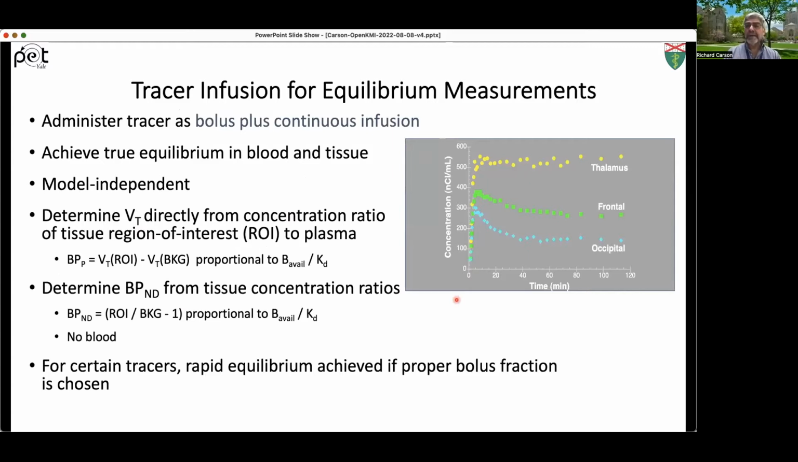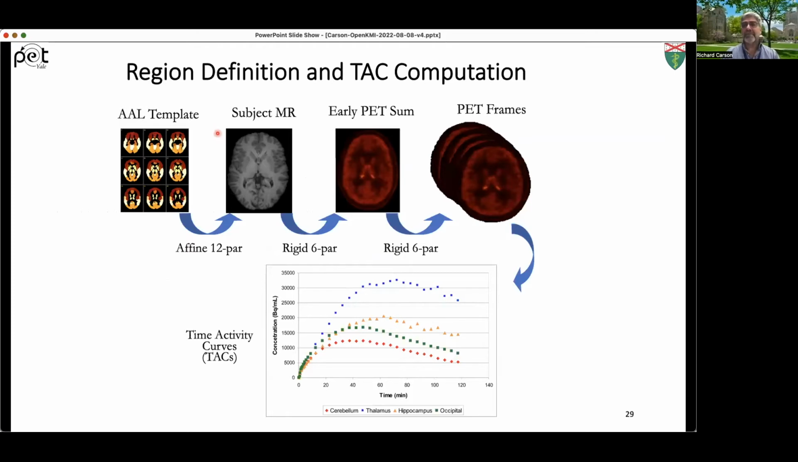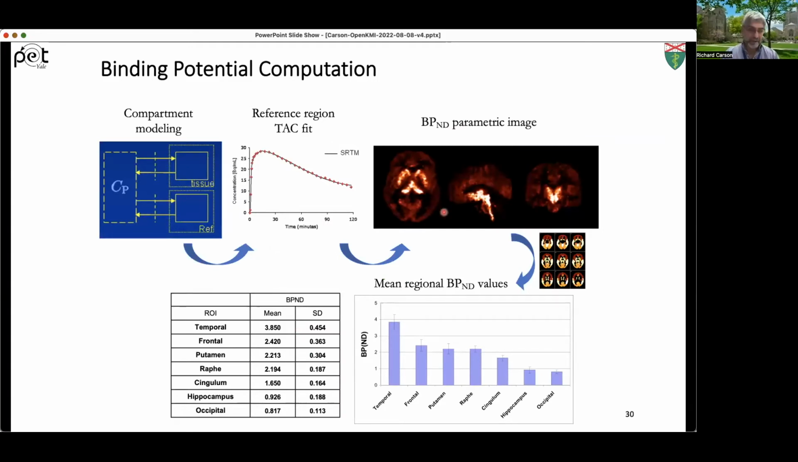Now, then we might have a pipeline for our brain pipeline. You might have an MRI and a template, which you'd register to the PET, that you could automatically generate time activity curves, plug them into the model to get these measurements like binding potential, extract the regional value. So you can have a very nice automated pipeline in many, many cases there, once you've characterized a tracer to be able to understand it.